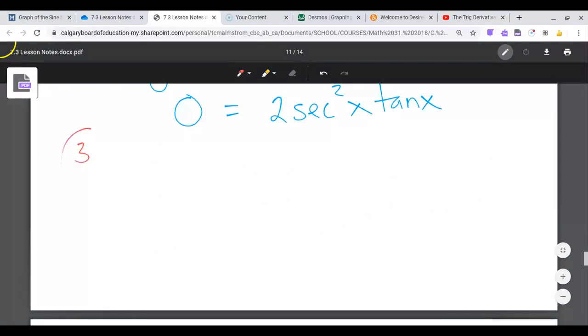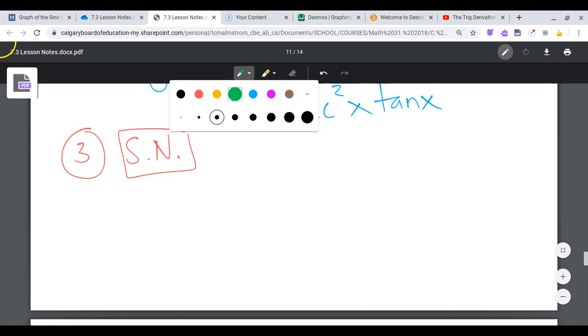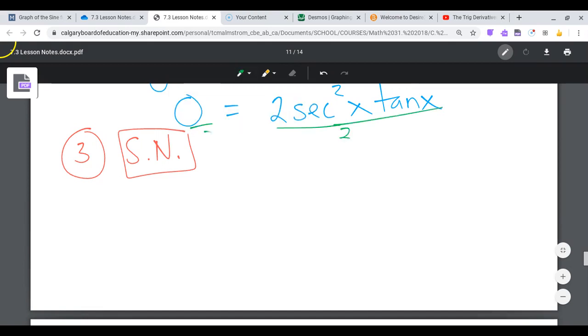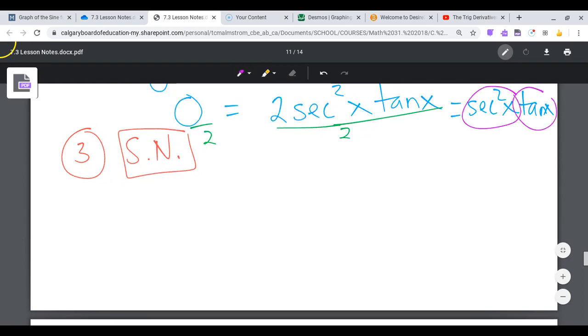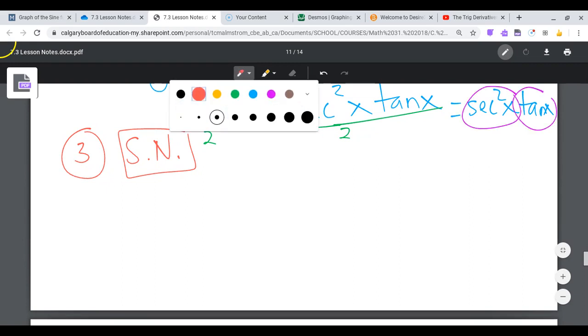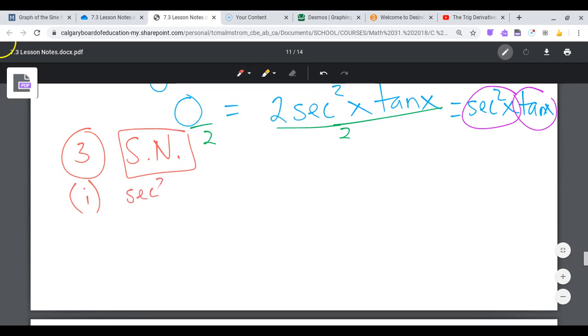Okay, so the third thing I'm looking at is finding those significant numbers. I could just divide the 2 out so that it makes it easier to factor. So this would just be equal to secant squared tan x, and those are your 2 factors. All right, right here we have secant squared and tan x. Those are my 2 factors. So first one would be secant squared x is equal to 0. Square root that just tells you that secant x is equal to 0.